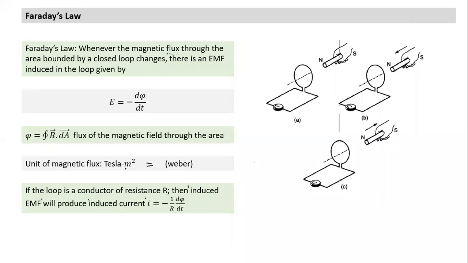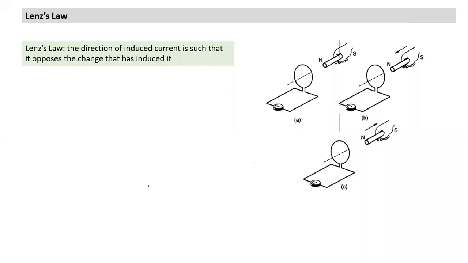How much will be the induced current? It is the EMF divided by R, R being the resistance of the loop through which flux is changing. So this is basically the same thing, an extension of the same law. Thus, induced current.